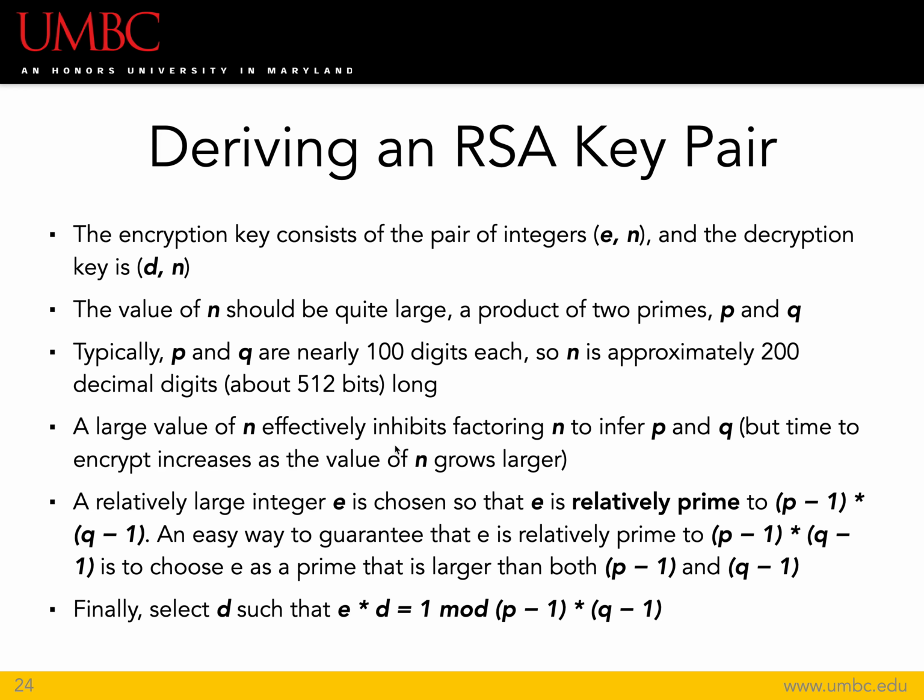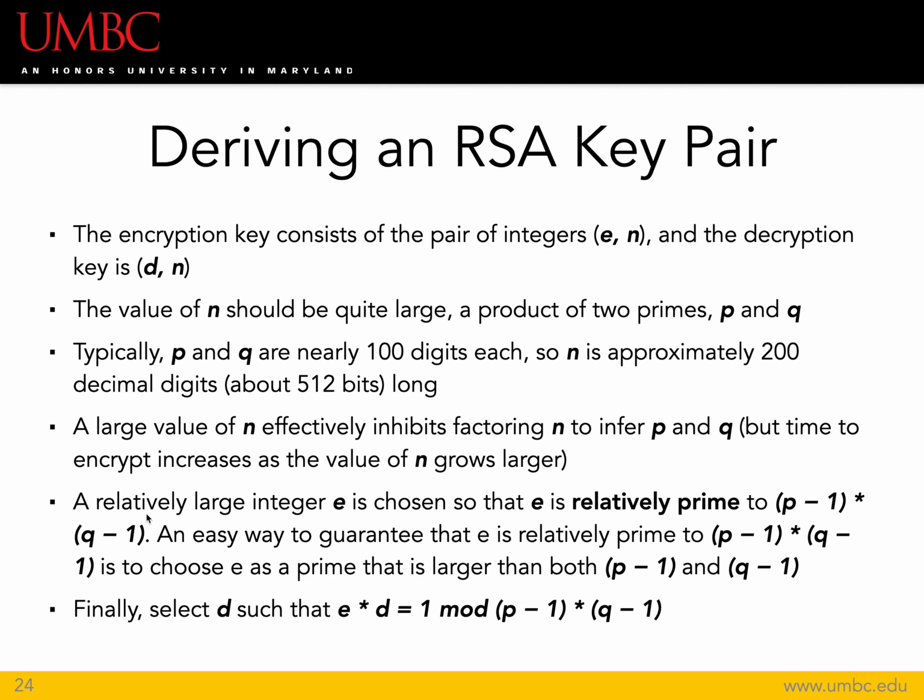Now, a large value of N makes it very, very computationally expensive to do the actual encryption, okay? But because of that, it's also very hard to infer what the P and the Q are. Now we need these P and Q to calculate the E and the D.